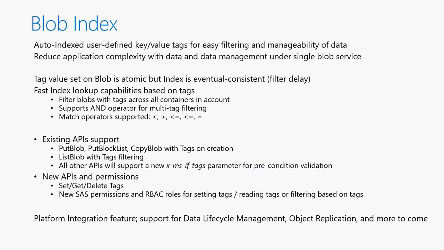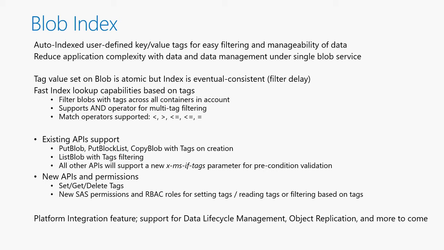And then this is a feature that I'm really excited about that my team has been working on for over a year. It's called Blob Index, and it's auto-indexed user-defined key value tags for easy filtering and manageability of data. Today, when you're doing list blobs, you have millions of blobs in your storage account, and then you have to do your own comparison against the metadata or system properties. With Blob Index, you're setting key value tags, and these are automatically indexed by Azure Storage for you to consume.